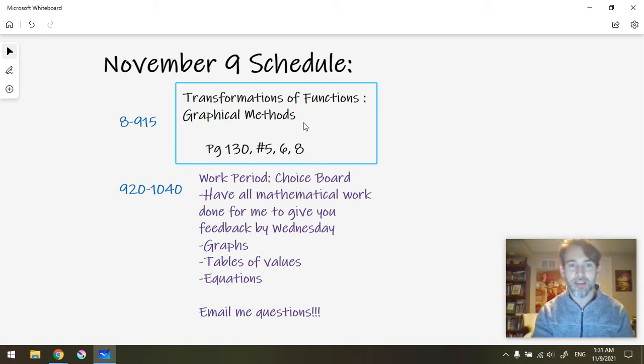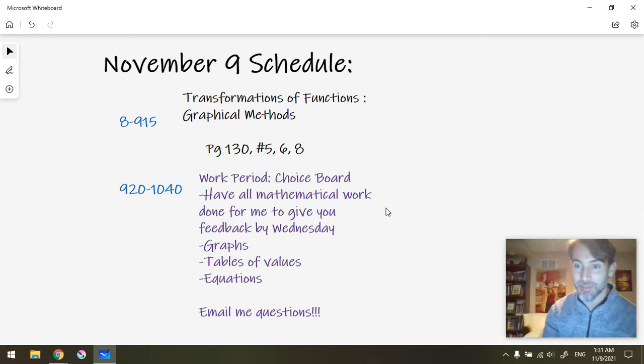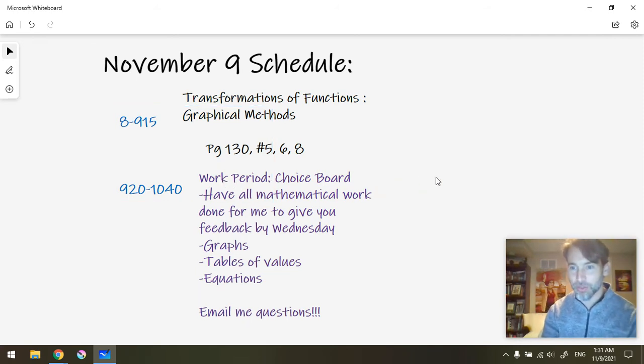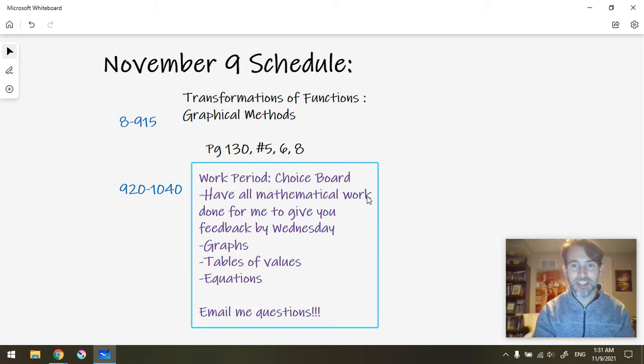The homework for the first part is page 130, number 5, number 6, and number 8. And I will post a Delta Math assignment as well. It's going to recap your exponent laws as well as doing some transformations of functions. And then in the second part, you're going to have a work period on your choice board. Please have all the mathematical work done for me to give you feedback by Wednesday.